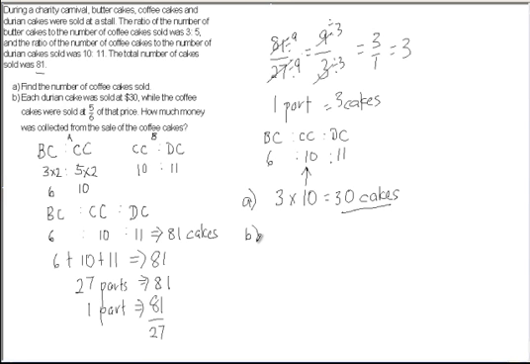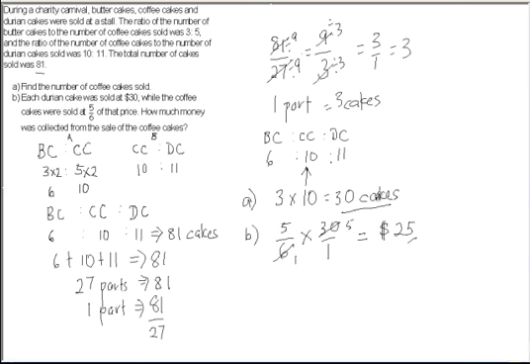For B, we are told that durian cake was $30 and coffee cake was 5/6 of that price. So to find the price of one coffee cake, we take 5/6 times $30. You divide by 6, 30 divided by 6, you get 5. So we have $25. This is the price of one coffee cake.